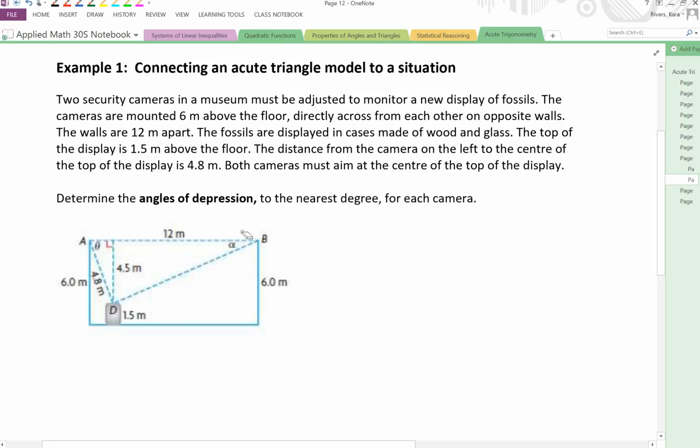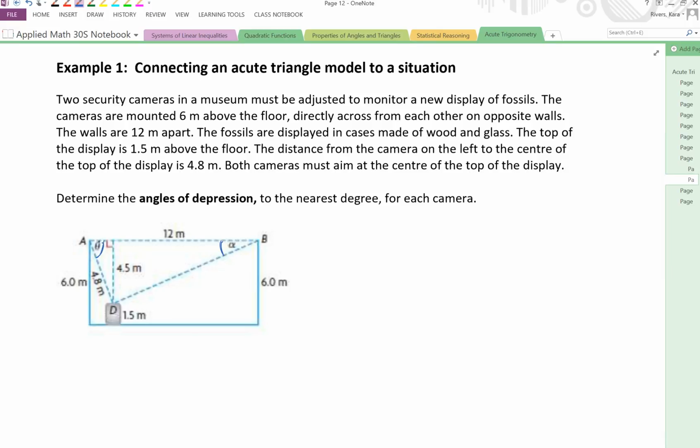The fossils are displayed in cases made of wood and glass. The top of the display is 1.5 meters above the floor, so that's the height of our display case here. The distance from the camera on the left to the center of the top of the display is 4.8 meters. Both cameras must aim at the center of the top of the display. So what we need to do is determine the angles of depression to the nearest degree of each camera. So alpha and theta.